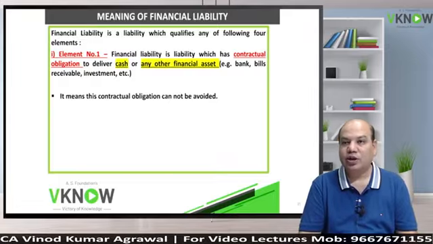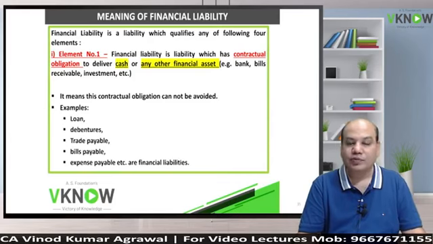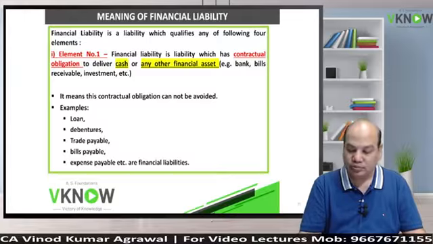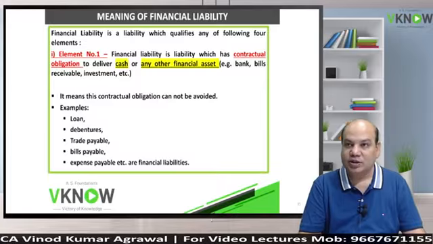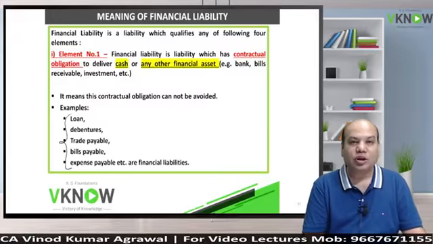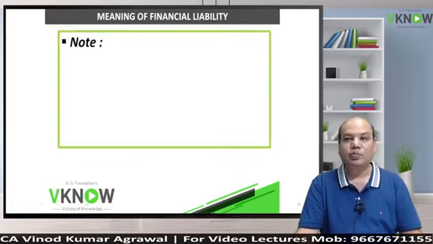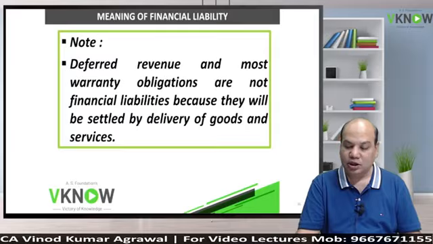It means that the contractual obligation cannot be avoided. Examples of liabilities which will come under the first element: loan payable, debenture, trade payable, expenses payable, bill payable. So if these are all payable in cash or another financial asset, they will be called financial liability, and in the balance sheet you will present them under the head financial liability.